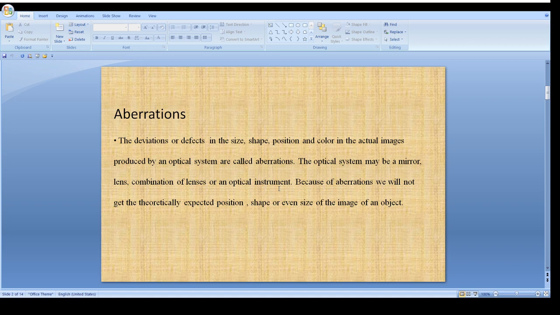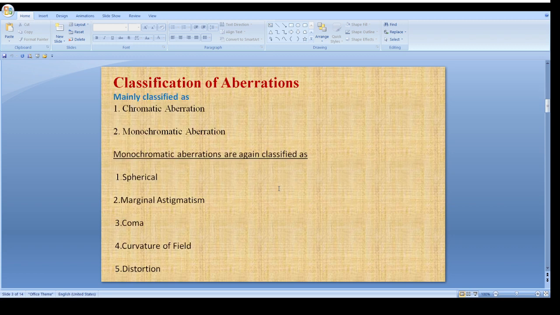So that the incident rays make very small angles with the principal axis. To define aberrations: the deviations or defects in the size, shape, position and color in the actual images produced by an optical system are called aberrations. The optical system may be a mirror, lens, combination of lenses, or an optical instrument. Because of aberrations we will not get the theoretically expected positions, shape or even size of the image of an object.